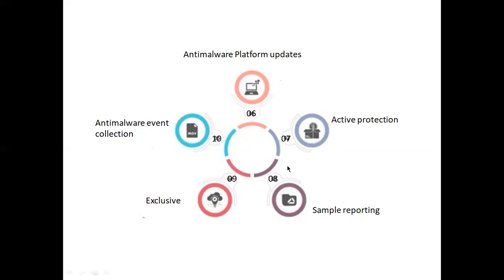Then sample reporting. In sample reporting, it provides and reports samples to the Microsoft anti-malware service to help refine the service and enable troubleshooting. Then exclusions. It allows application and service administrators to configure exclusions for files, processes, and drives. The last but not least is anti-malware detection and collection. It records the anti-malware health, service health, suspicious activity, their remediation, and the actions.